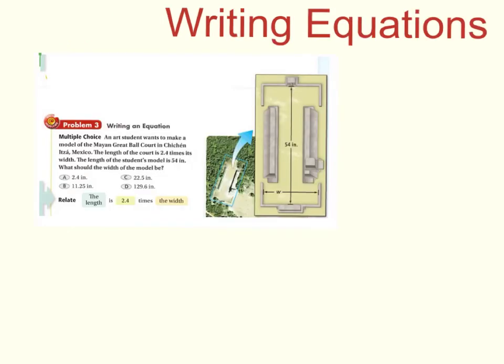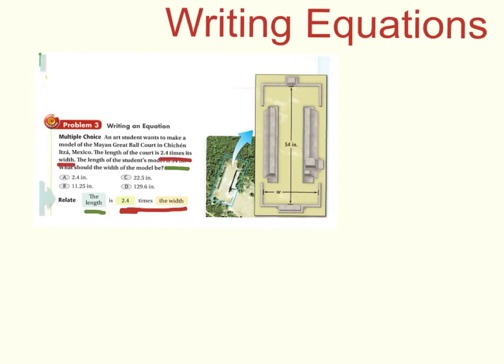Okay, writing equations. This one is a fairly simple problem, but they do get more challenging. So it's more the process that's important. Here we have an art student who wants to make a model. The length of the court is 2.4 times its width, and the length of the student's model is 54. So what should the width of the actual model be? Here we have to define what we know. We know the length because it tells us the length is 54 inches. And then we know that it's 2.4 times the width because it tells us there.